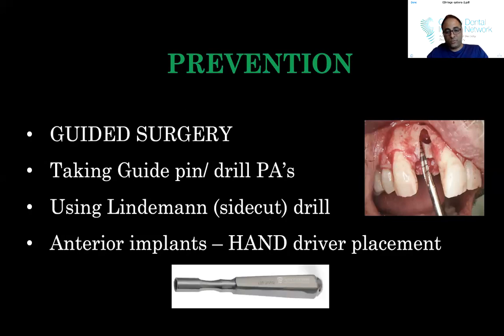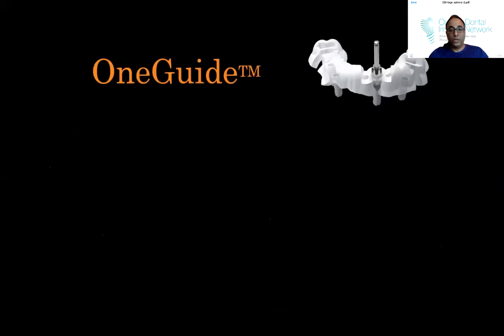But the hand driver is what I was getting to. The hand driver is basically like a Phillips screwdriver that attaches onto the fixture. You have your fixture driver. You take this, and now you can apply apical pressure the whole time as you're torquing the implant into your desired depth, as opposed to doing this. And it keeps your implant in a really good position.